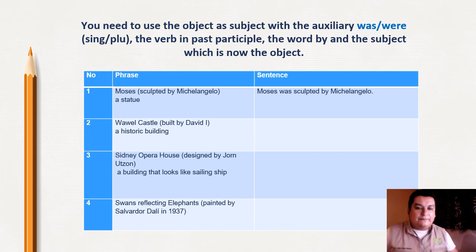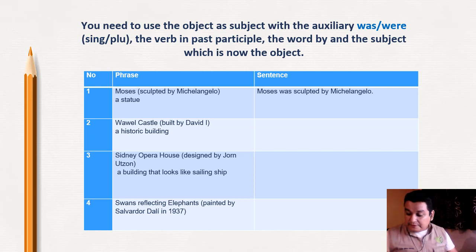Look at the example. Veamos el ejemplo. Moses is the object, was sculpted by Michelangelo. Fue esculpida por Miguel Ángel. Powell Castle, built by David First, a historic building. I'm going to read, voy a leerles las 3 oraciones que hacen falta. Recuerden, ustedes las van a completar en su documento de Word.